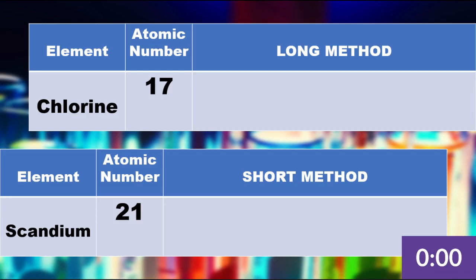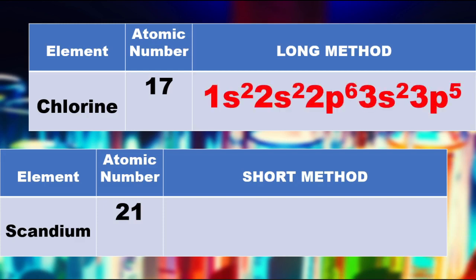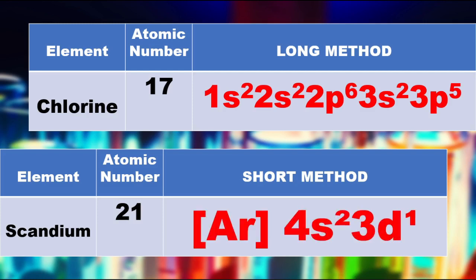Alright, time is up. Let us now show the correct answer. And the correct answer is this: 1s2, 2s2, 2p6, 3s2, and 3p5. And for the next item, which is scandium, the answer for the short method is this: Ar 4s2 3d1.